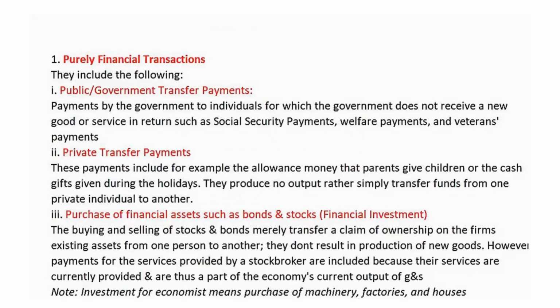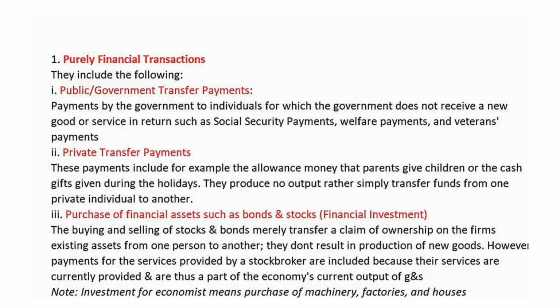Now, these include, number one, public or government transfer payments, which are payments by the government to individuals for which the government does not receive a new good or service in return. So there's no contribution to current production. These can include social security payments, welfare payments, and so on.